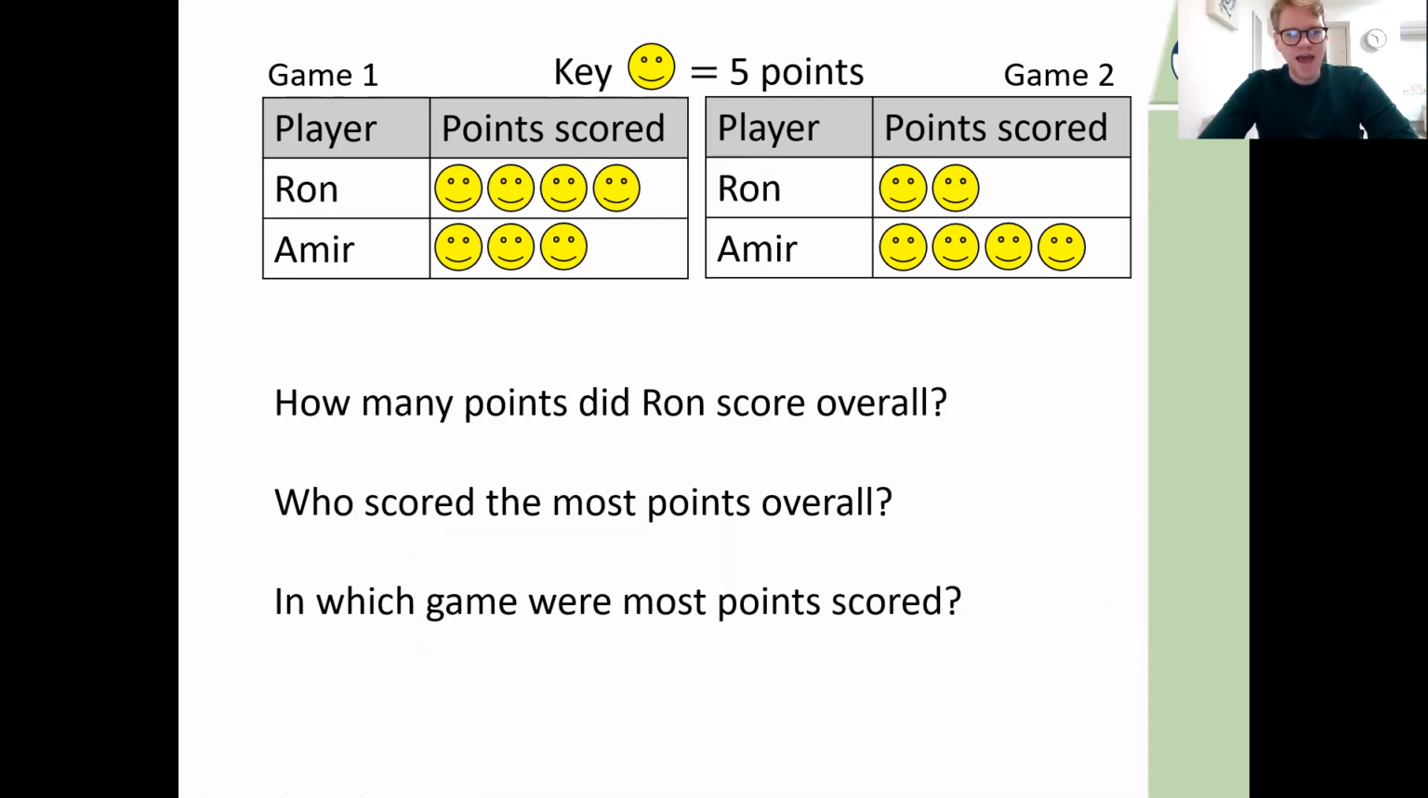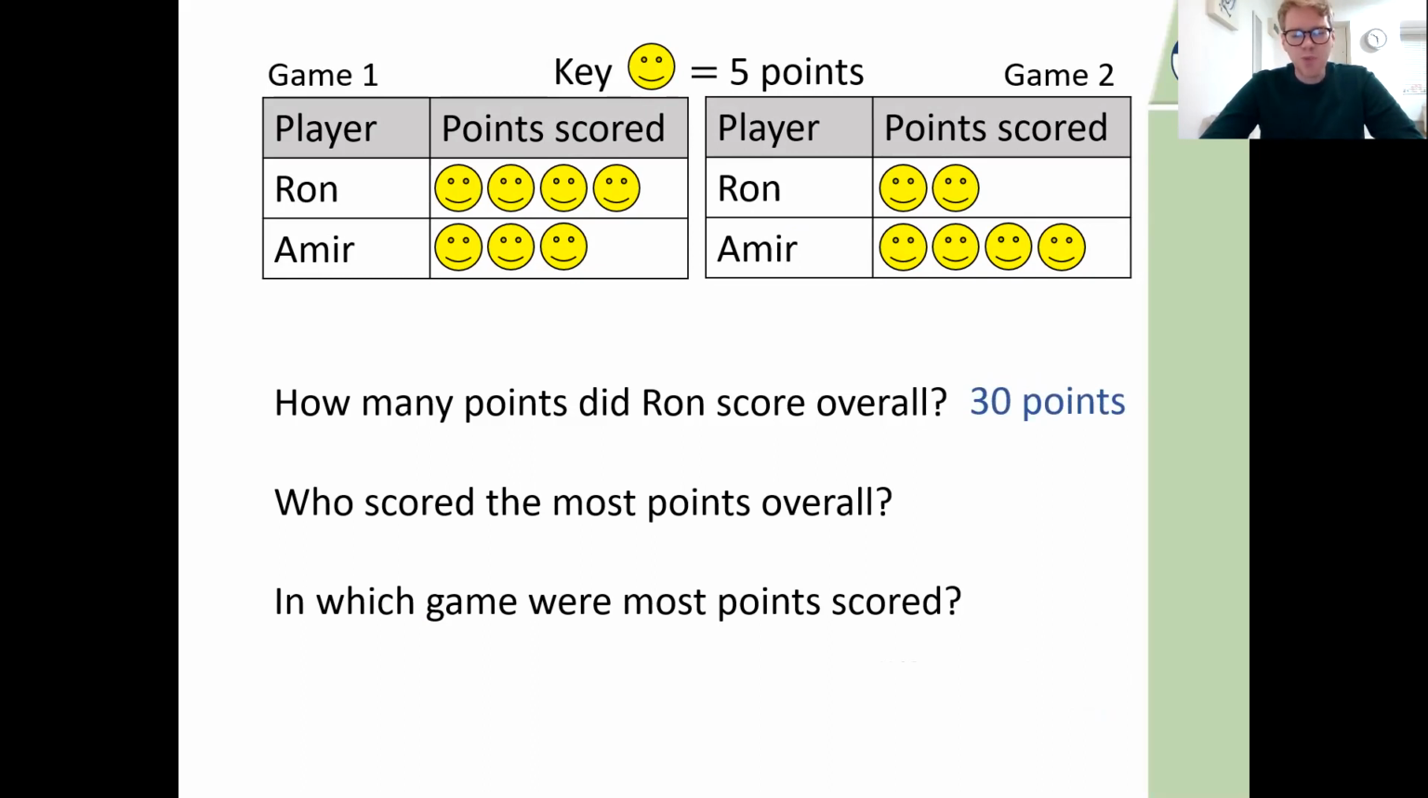So let's have a look at the questions. How many points did Ron score overall? So let's use that key. It says 1 smiley face was equal to 5 points. So how many points did Ron score overall? Let's have a look. So for Ron's, it's 1, 2, 3, 4, 5, 6 symbols. Each one was worth 5 points. So what calculation are we going to do there? 6 times 5. We could count up in 5s if you wanted. 5, 10, 15, 20, 25, 30. That's 6. So 30 for Ron's points.